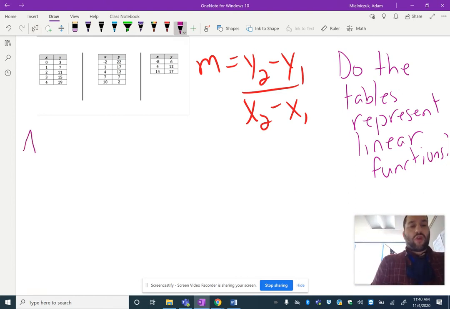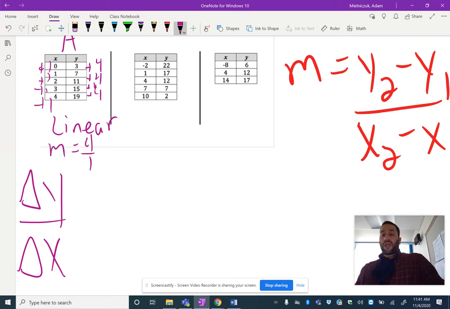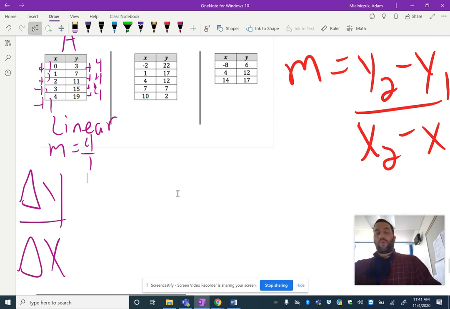which is written as triangle y, over the change in x for each one. So if we look at our first table, which I'll call table A, I see that x is going up by 1 each time. Okay? And I see that y is going up by 4 everywhere, right? So I can say that this is linear with a slope of 4 over 1. The y's change going up by 4 when x changes by 1.